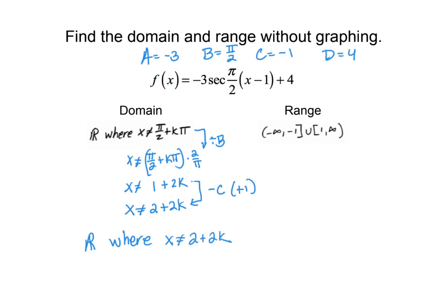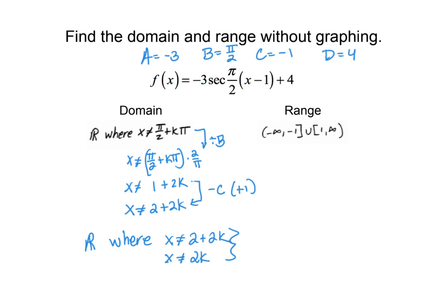Now, notice something. This 2 is 2 away from 0. Every time I go out 2 away, forward or backwards, I'm going to get another asymptote. If you want to write it like this, that's fine, because k is an integer. I can also write it like this. They mean the same thing. If I put the set of integers in for k, I get all the same asymptotes. So this would be the domain for this function.